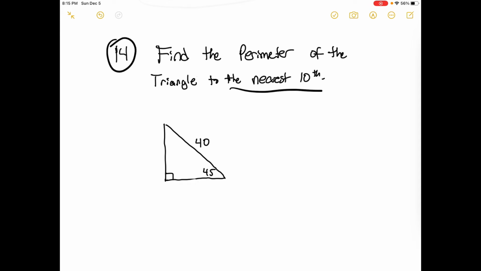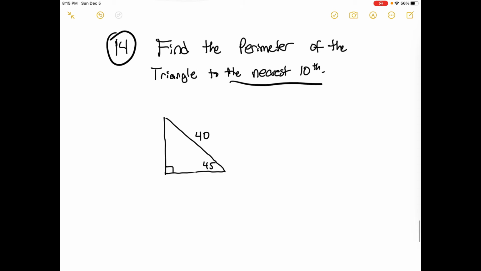Okay, let's do 14. Find the perimeter of the triangle to the nearest tenth. We're given a 45, 45, 90, and we're given the hypotenuse. We got to figure out the legs. So you do this one on your own, and then we'll try it together.